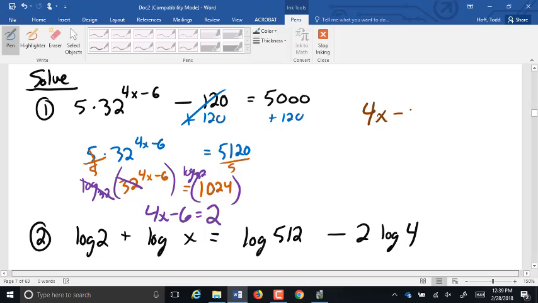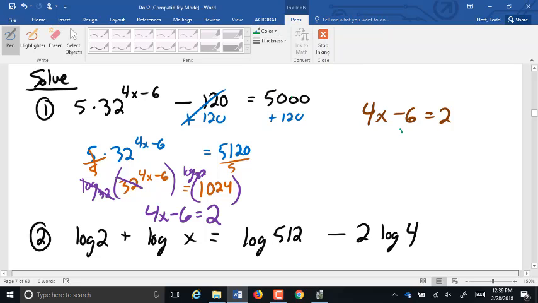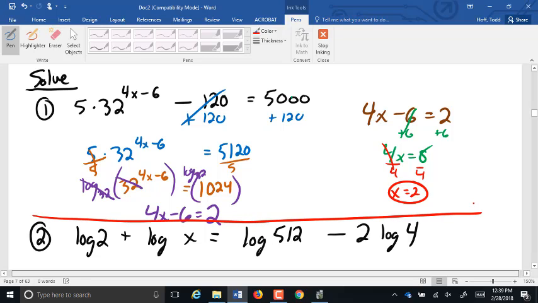So now 4x minus 6 equals 2. What do we do? Add 6, very good. 4x equals 8, and then divide by 4. X equals 2. How many of you had that? A couple of you? Good. Did anybody get an answer for the second one?